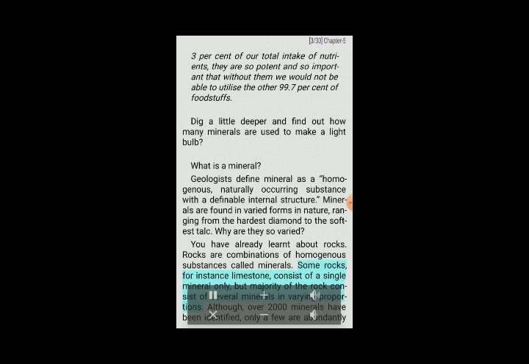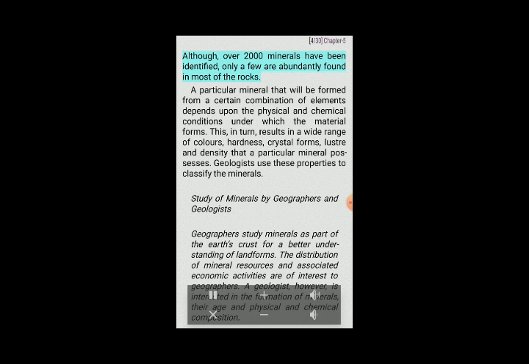Some rocks, for instance limestone, consist of a single mineral only, but the majority of rocks consist of several minerals in varying proportions. Although over 2,000 minerals have been identified, only a few are abundantly found in most of the rocks. A particular mineral that will be formed from a certain combination of elements depends upon the physical and chemical conditions under which the material forms. This, in turn, results in a wide range of colors, hardness, crystal forms, luster and density that a particular mineral possesses. Geologists use these properties to classify the minerals.